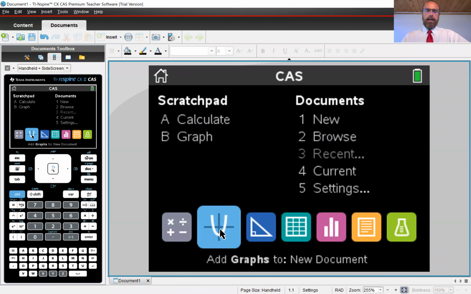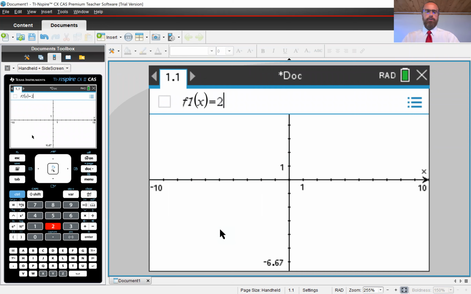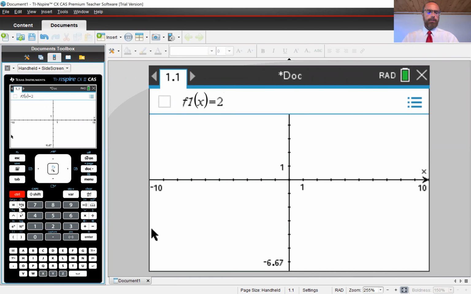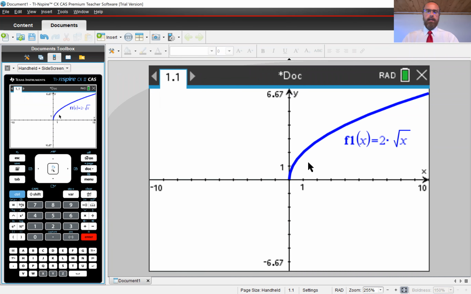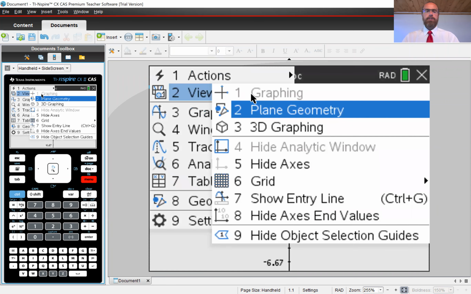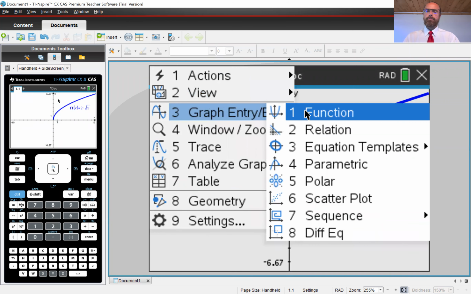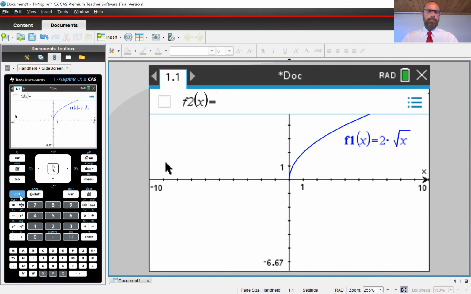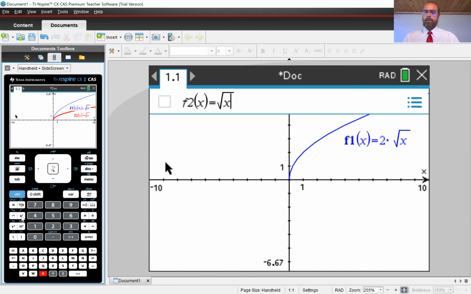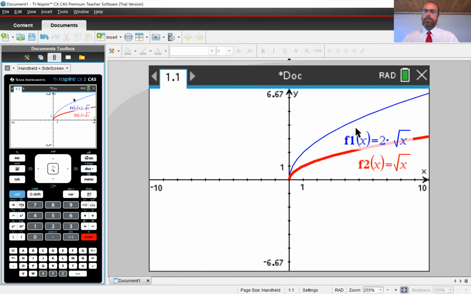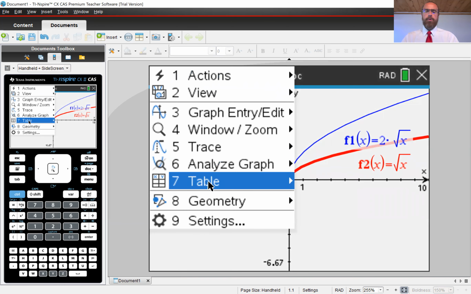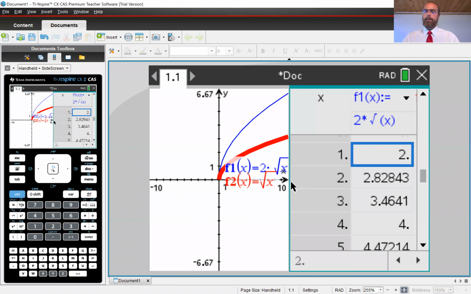I'm going to click the graph feature, and I want to input the two functions. So 2 times the square root of x. And that gives us a nice view of that graph. It's a square root function that has been stretched vertically. Let's input our second function, which is just the square root of x. And that's given us a good view there. So we can visualize that we're trying to find the area between the blue and the red curve. I'm going to grab a table though, so that I can recreate that on my screen.